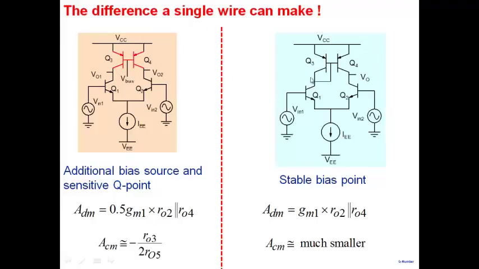We don't need a separate bias circuitry, and in addition the bias point is stable. We have twice the gain of this particular one, and we have a common mode gain which is 1/100 of the common mode gain, at least for one particular design, as compared to this one. And so this shows what a single wire can make here. One single connection between base and collector here leads to all these very nice advantages: stable bias point, double differential gain, much smaller common mode gain, and therefore a much higher CMRR here. So let's stop here.